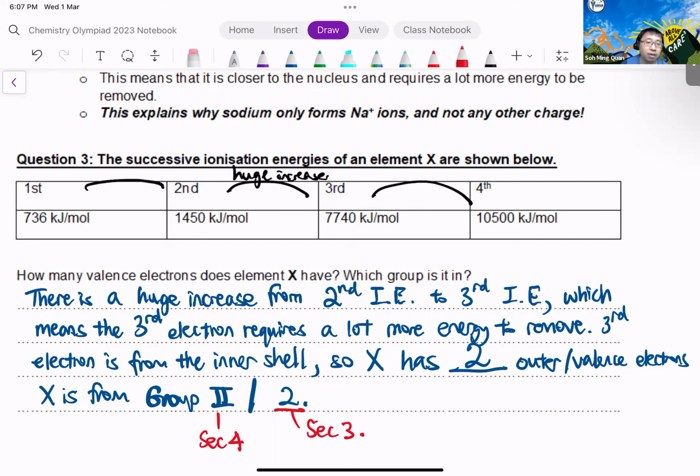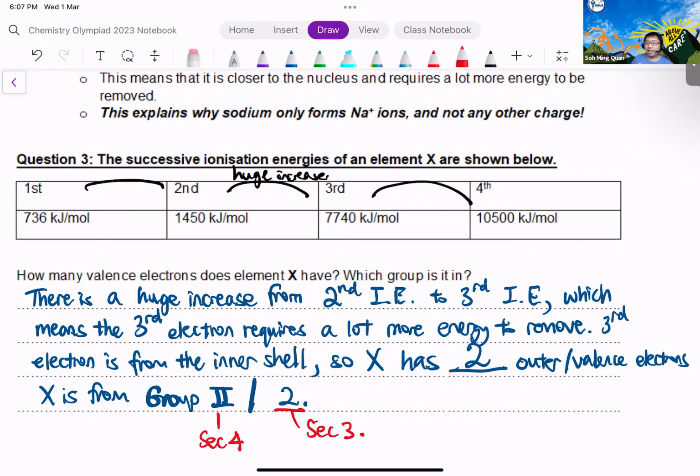That's how you predict. You look for the huge increase, then you rationalize in your head. Huge increase means what? Oh, the third electron must require so much more energy to remove. That means the third electron must be super inside, inner shell. That means the outer shell originally only has 2 electrons. So 2 valence electrons, X from group 2. Okay?